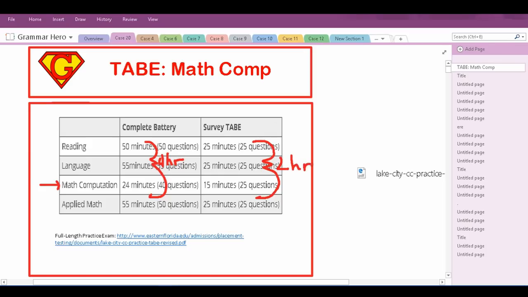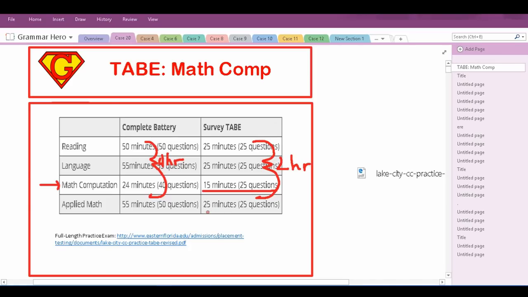As far as the math computation section goes, I want to note that you have to work fairly quickly and accurately on this section to finish it. As you can see, you only get 15 minutes to complete 25 questions, and again, that's without a calculator. In this video, I'm going to take things nice and slowly because I know some of you have not seen this subject matter in a long time. But as you practice on your own, you want to be mindful of the fact that for this section in particular, you have to be moving quickly.